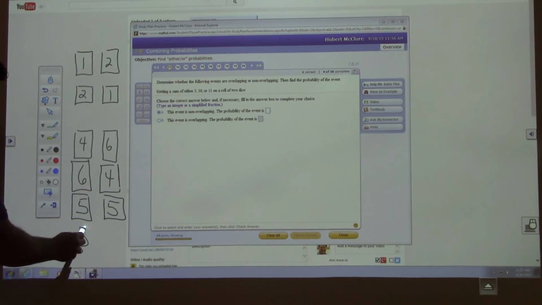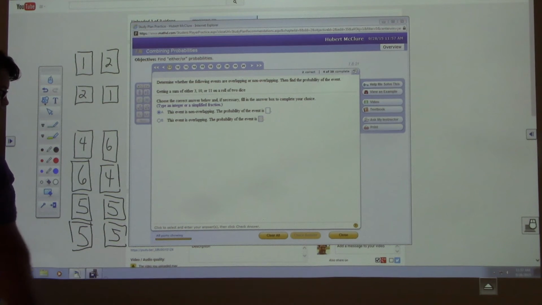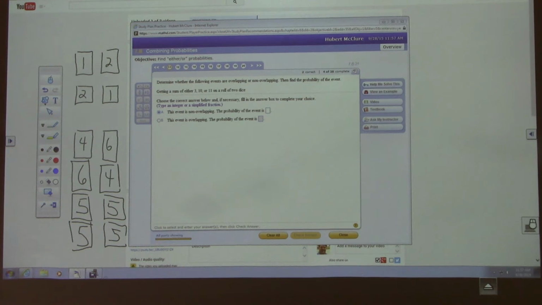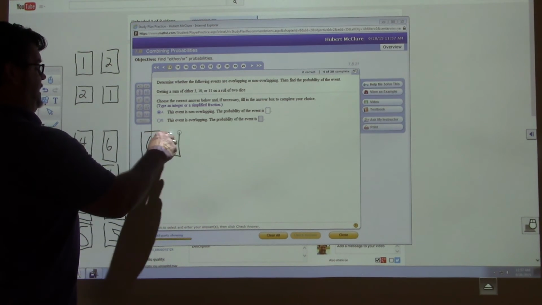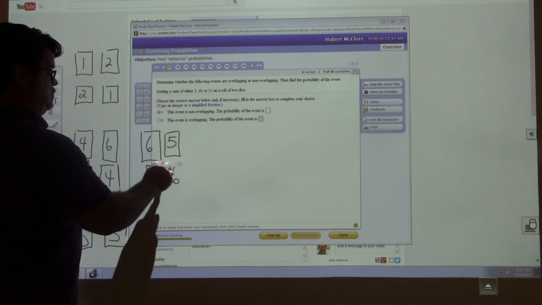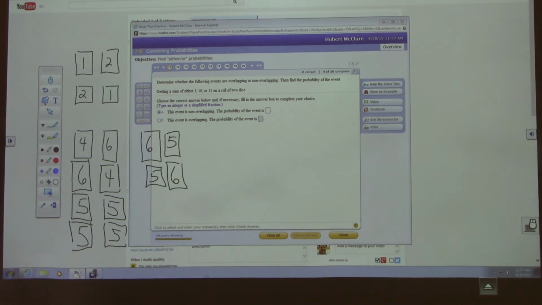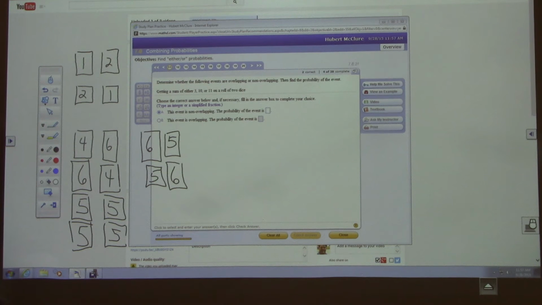I don't know if they're going to count that as 1 or not. We'll have to see about that. I think it's 1. And then what's the last one? 6 and 5, and 5 and 6. So 1, 2, 3, 4, 5, 6, 7. Okay? So there's 7 of those.